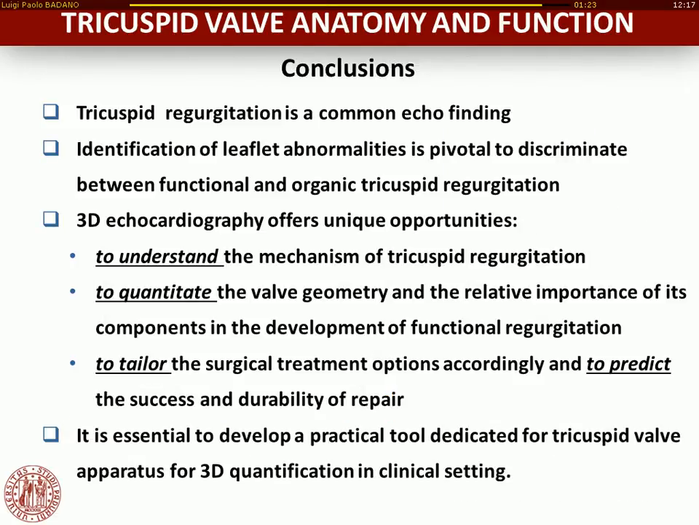So, ladies and gentlemen, I hope that at the end of my presentation you can agree with me that, tricuspid regurgitation being a common echo finding in our patients, the identification of leaflet abnormalities is pivotal to discriminate between functional and organic tricuspid regurgitation, which changes the management of the patient. 3D echocardiography is unique in assessing the tricuspid valve in order to allow us to understand the mechanism of tricuspid regurgitation, quantitate the valve geometry and the relative importance of the different components of the valve apparatus, and to tailor the surgical treatment options accordingly, and also to predict the success and durability of repair.